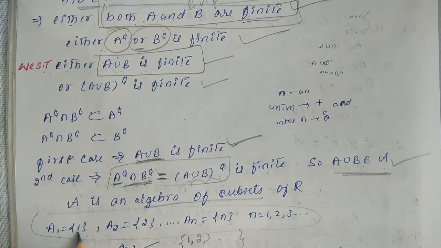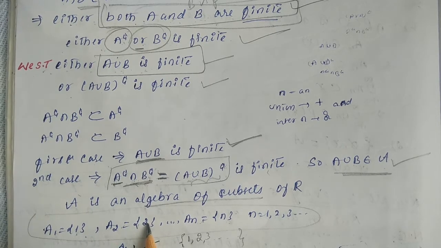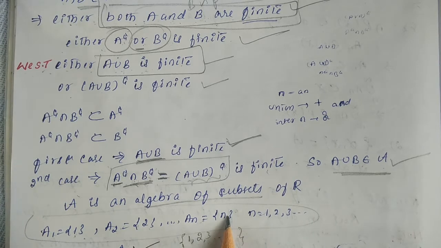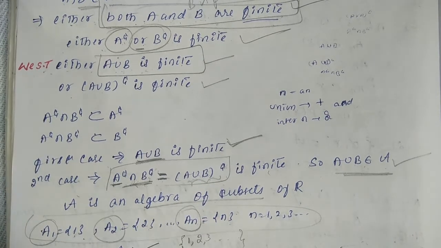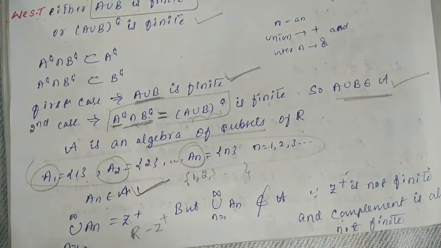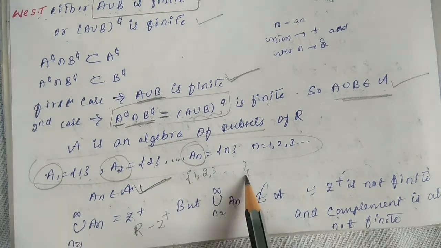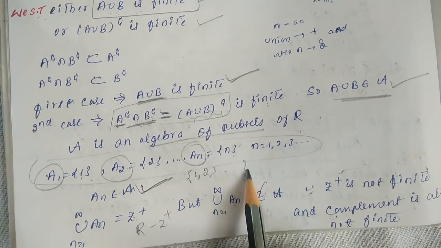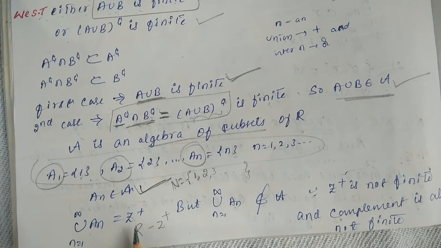A1 is singleton 1, which clearly belongs to the collection. Why? Because singleton 1 is finite, therefore it belongs. A2, singleton 2, finite, therefore belongs. An, singleton n, finite, therefore belongs. So all of these belong to the collection. What about the union of these sets? The union of these sets is 1, 2, 3, and so on, which is nothing but the set of all natural numbers, or you can say positive integers.